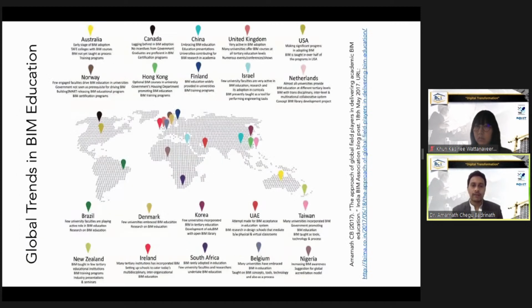Looking into the global trends in BIM education, the most important thing for the products to be delivered with BIM is education. No matter whether this education is happening in academia or in the corporate world, both of these are education for the existing people to change from their current skills and competencies to the necessary skills for delivering the projects.